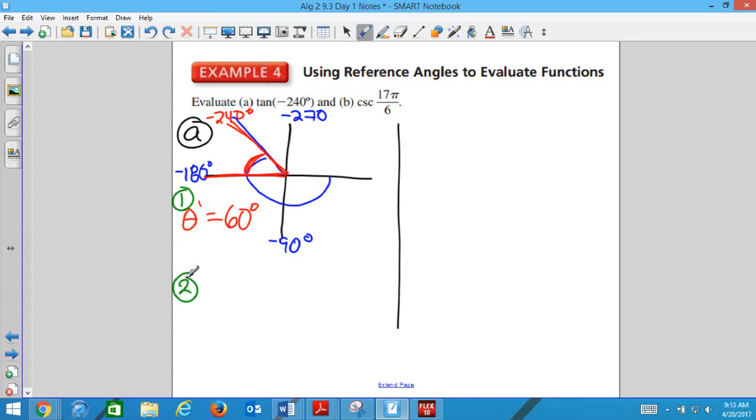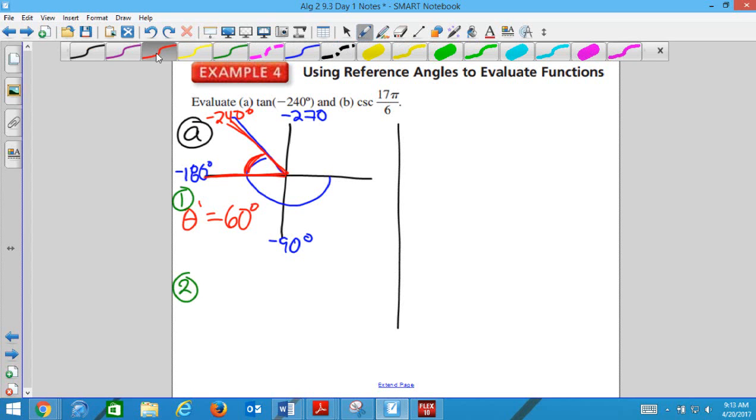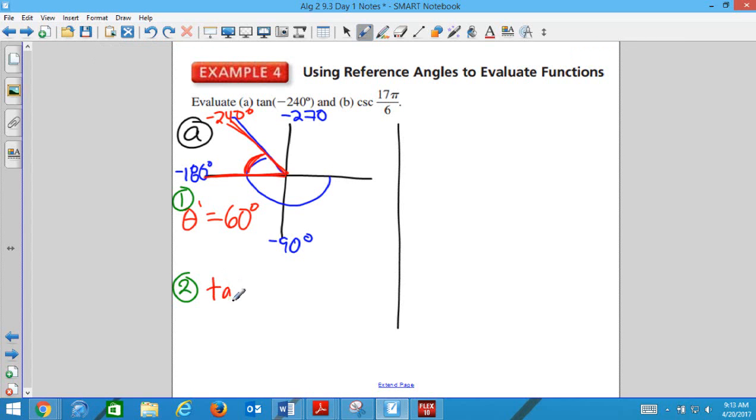Step 2, we're going to find the tangent of the reference angle. So we're going to do the tangent at 60 degrees. And that, my dears, is in that chart. What's the tangent of 60? Just radical 3. So that's why we have to memorize that chart, because you have to be able to tell me what the tangent of 60 is. Radical 3. Okay?